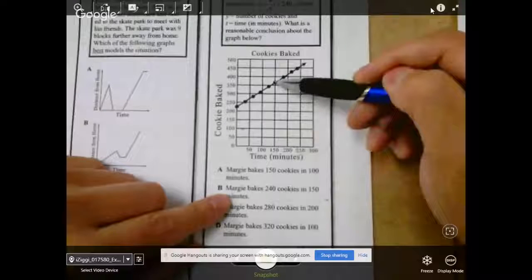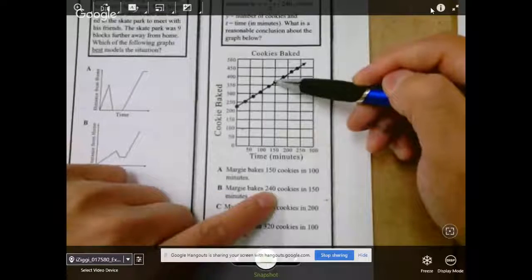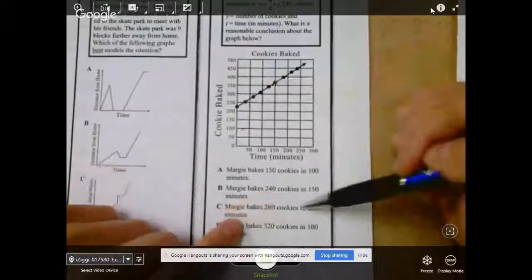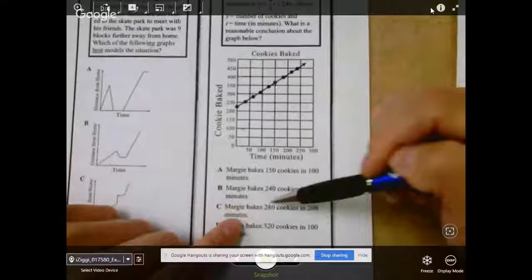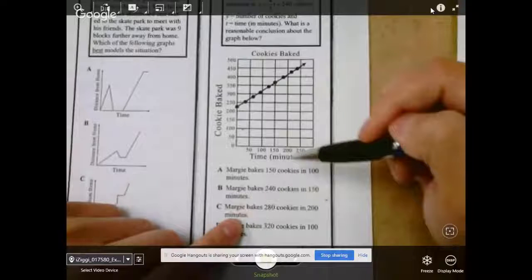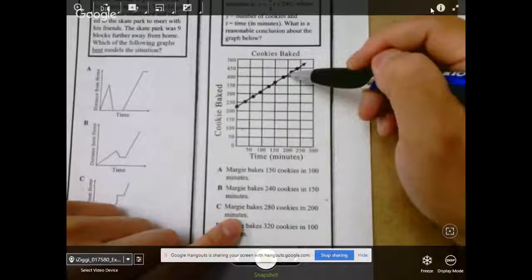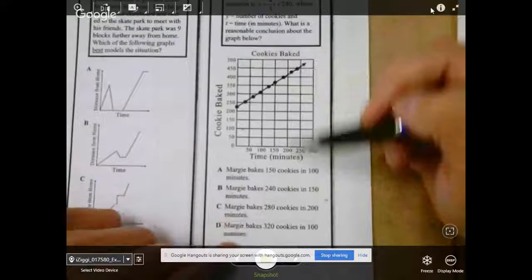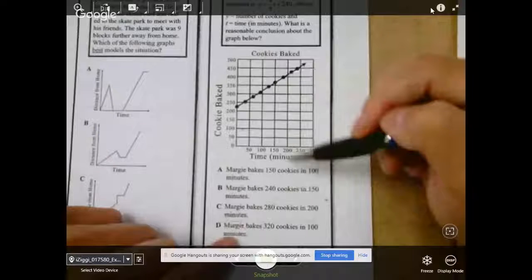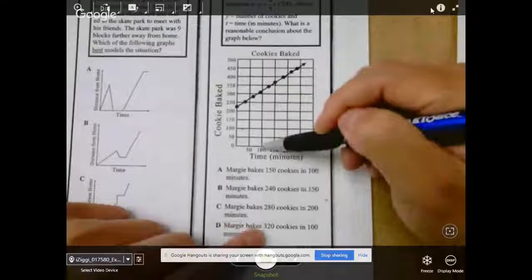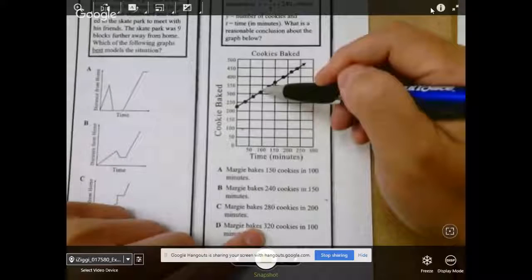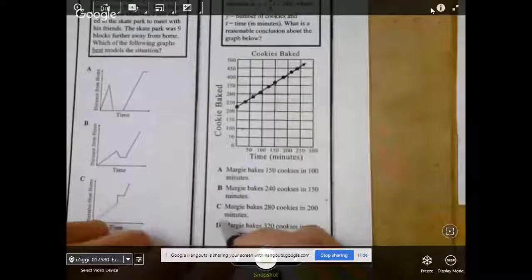In 200 minutes, 280 cookies. Well, she had more than 400. At 100 minutes, 320 cookies. Hey, that's pretty close to 320. That's the closest thing there is. So that's why it's D. Number 18 we've talked about last.